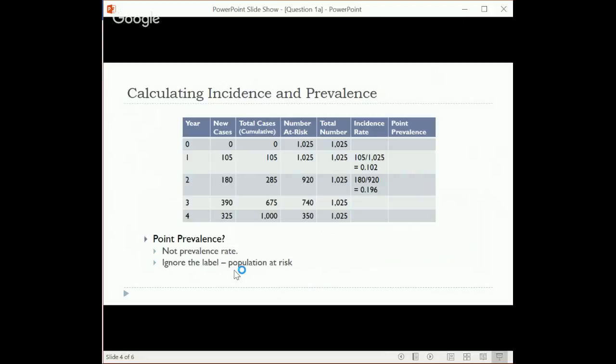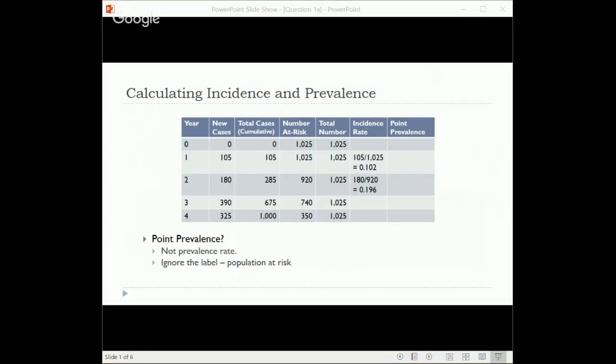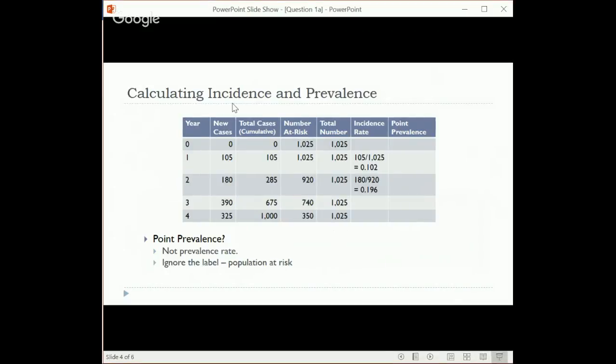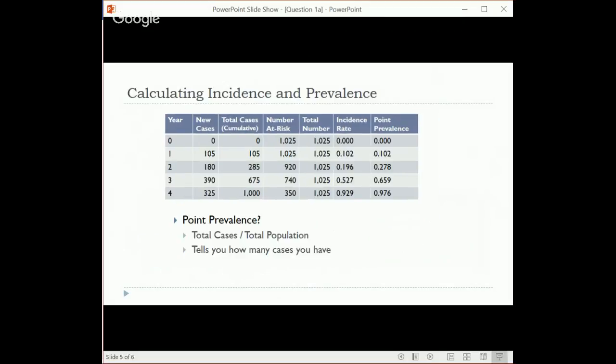The definition in your worksheet also says that the denominator is the number of persons at risk of having the disease at that specified time. And I think that's wildly confusing. For point prevalence, your denominator is just the total population. So here you can just ignore what the worksheet says. Your numerator is going to be the total number of cases, and your denominator is just the total population.